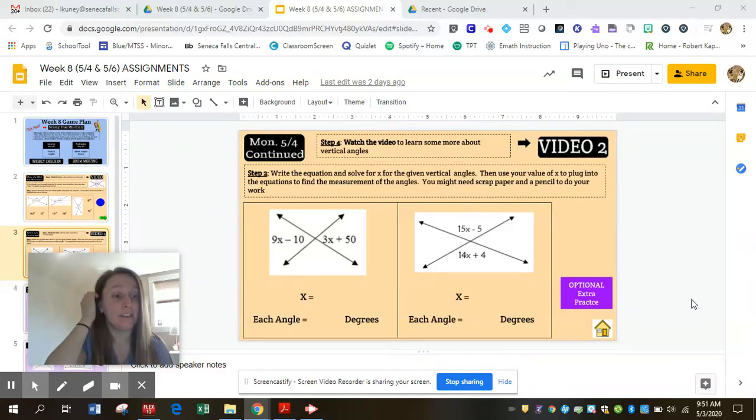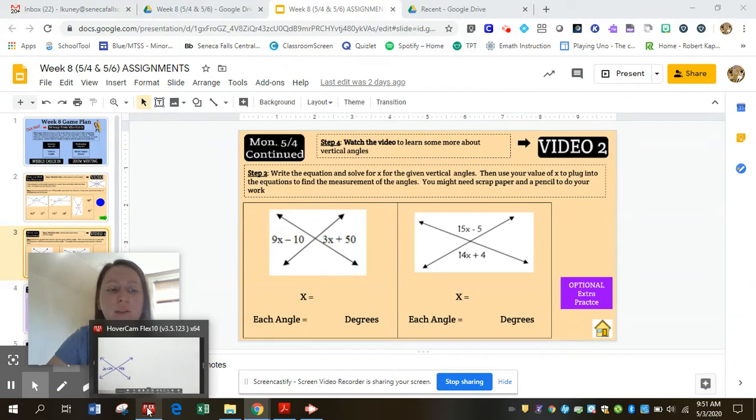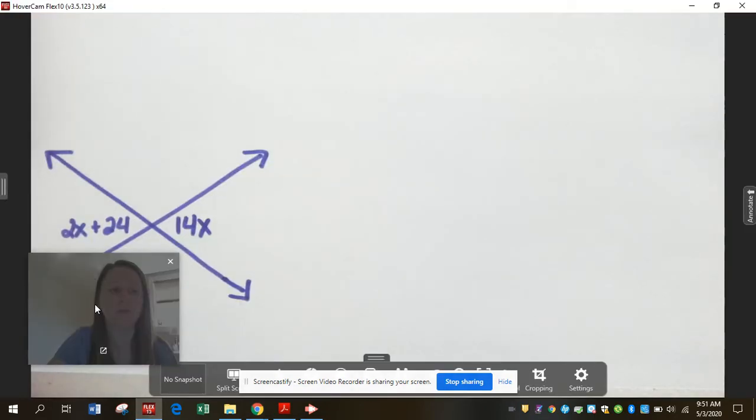So for the second half of Monday, we are still working with vertical angles, but this time, obviously, we had to incorporate some solving equations. So if I give you an example, I'm not going to do an example on this page, but I'm going to do an example right here.